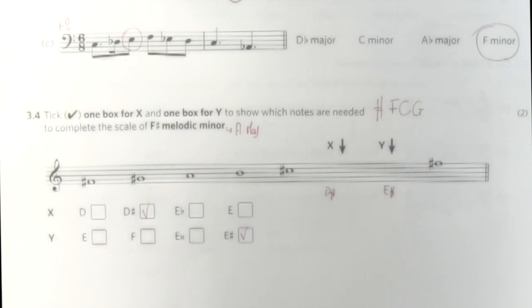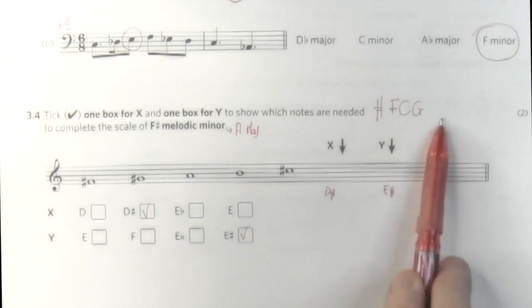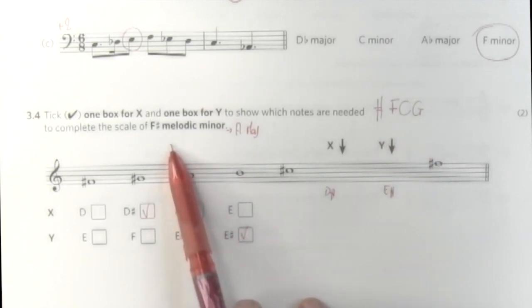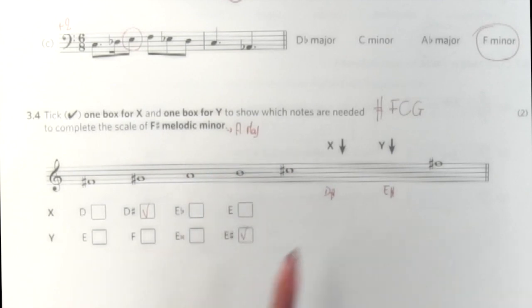Sorted. So again, these notes D and E of the scale are not included in the key signature, so they shouldn't be sharp, but because it is a melodic minor scale ascending, we must raise them on the way up. Okay? Brilliant. I hope it was useful.